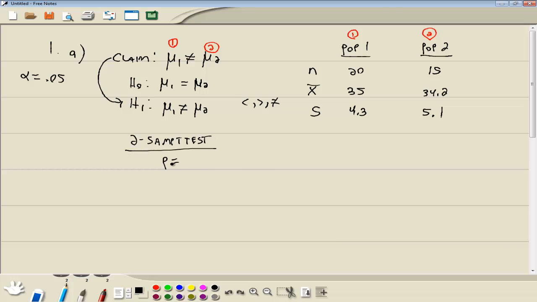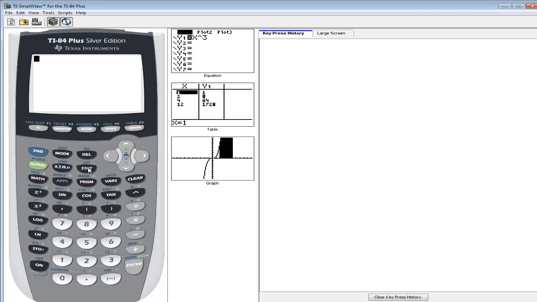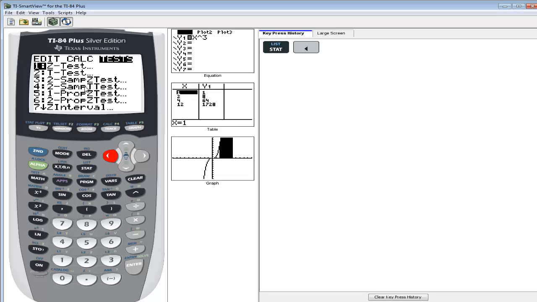So let's bring that up and see what it's asking for. I'm going to go to Stat, left arrow over to Test. Then we want 2-SampTTest, which is our 4th one. So I'm going to down arrow to it and press enter on it, or you can simply press the 4 to choose it.